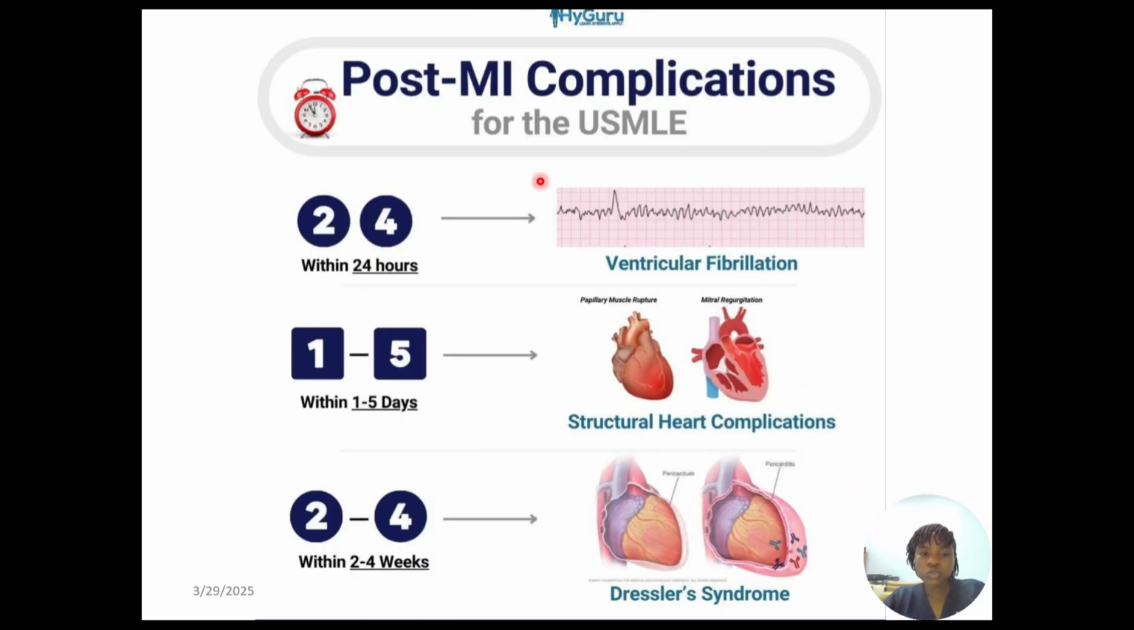Now, this slide shows the timeline for the different complications of myocardial infarction. Within the first 24 hours, life-threatening arrhythmias can occur. Within the first 5 days, the structural heart complications can occur. And within the first 2 to 4 weeks following the acute event, pericarditis, also called Dressler syndrome, can occur.